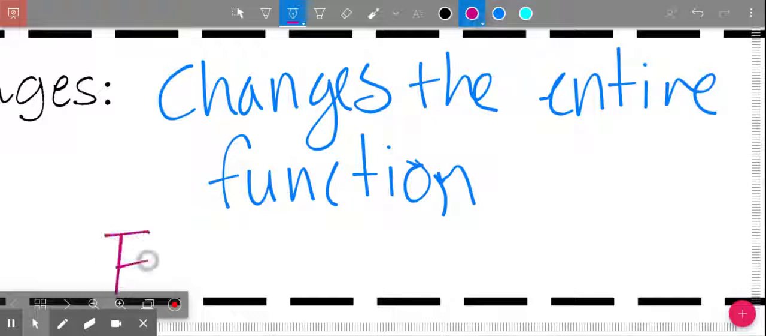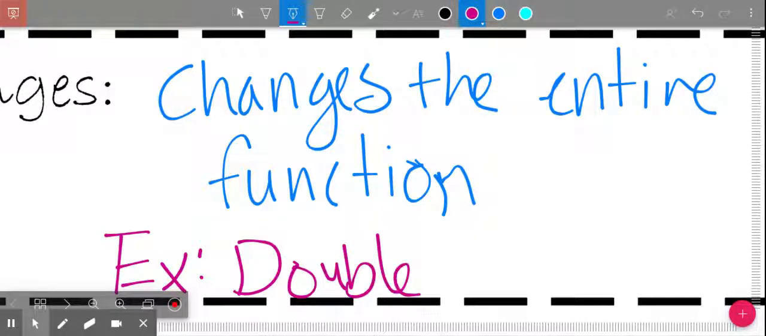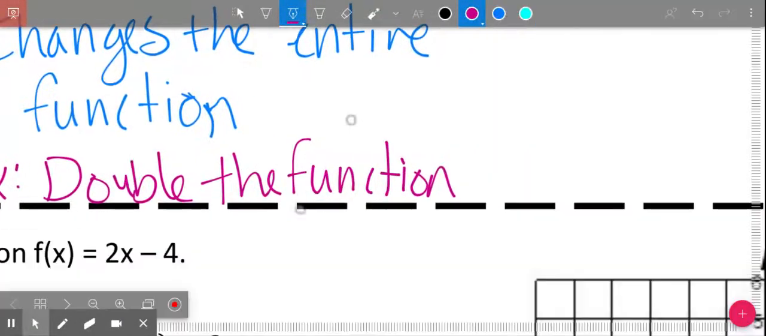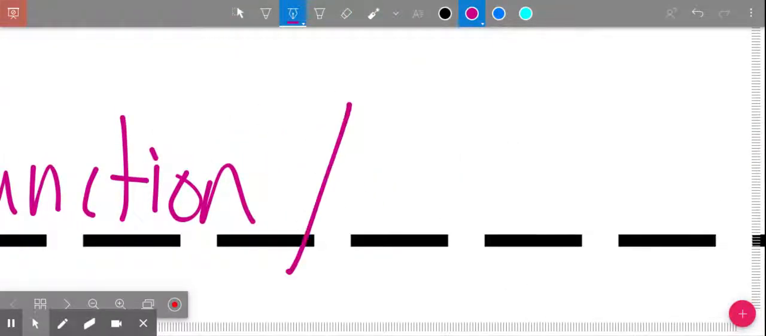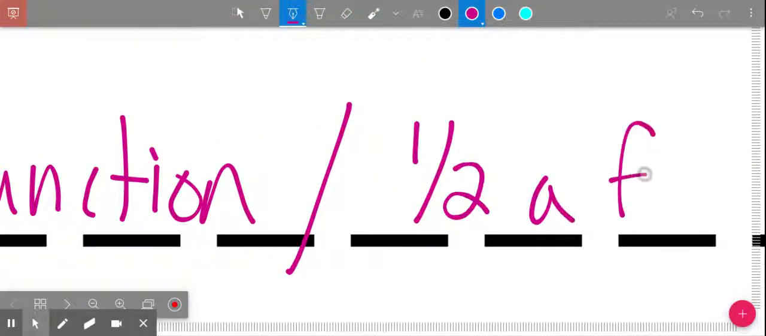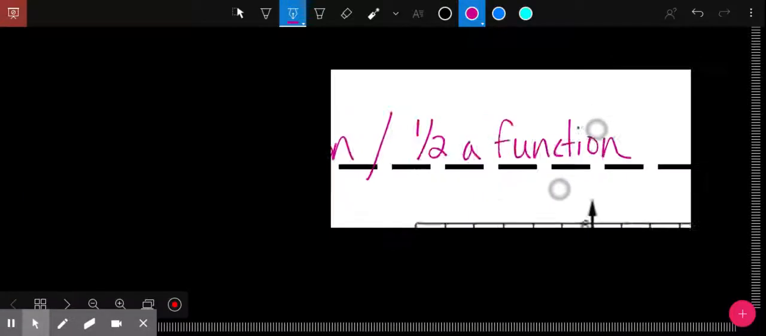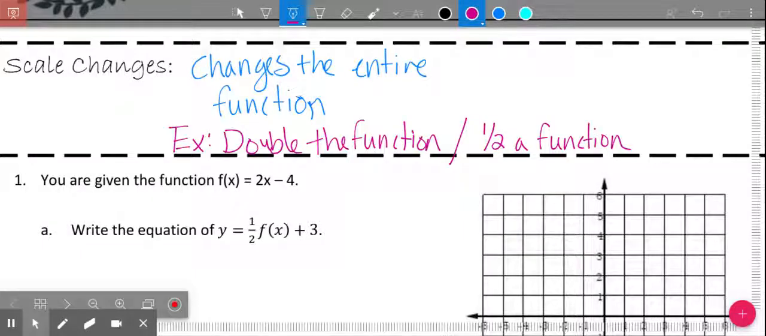So, for example, a scale change might double the function. If we apply a scale change of 2, we multiply everything by 2, so that's going to double the entire function. Another example might be that we're going to half a function. If I apply a scale change of 1/2, we're going to take half of the entire function. We're going to deal with mostly those two for our notes today. What happens when we double a function and half a function?